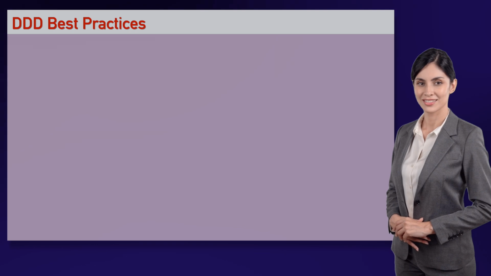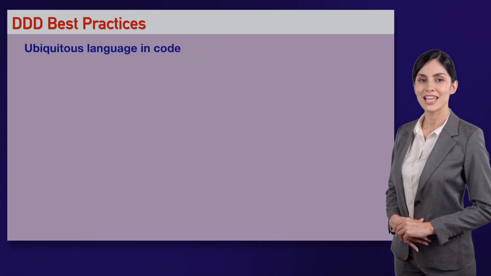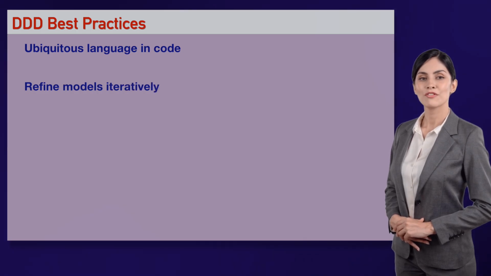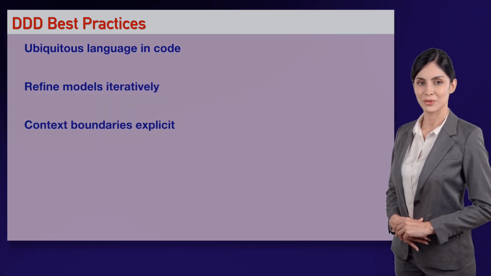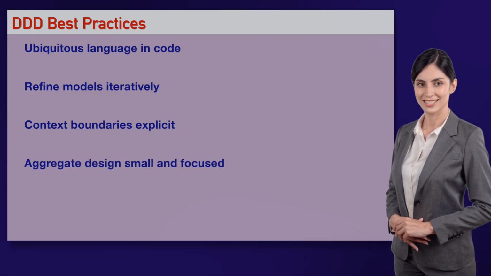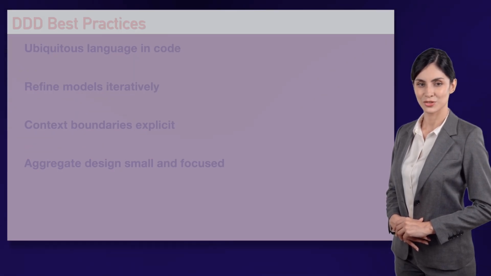DDD best practices. Embed ubiquitous language directly in code, classes, and methods for clarity. Refine models iteratively through collaboration. Keep context boundaries explicit with clear interfaces. Design aggregates small and focused on single responsibilities to avoid performance and complexity issues.